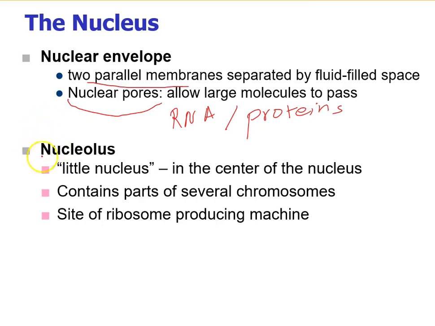The other structure that is part of the nucleus is the nucleolus, or little nucleus. It's a tiny structure situated in the center of the nucleus. The nucleolus contains parts of several chromosomes, and it's small but a crucial part of the nucleus because it's the place where the cell builds its ribosomes. We learned about the ribosome in Part 2 of Chapter 2. Ribosomes are the protein synthesis factories, but guess what? The ribosomes are made by the nucleolus.